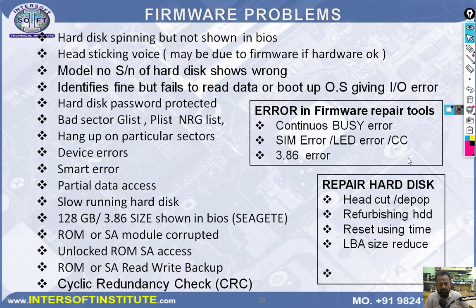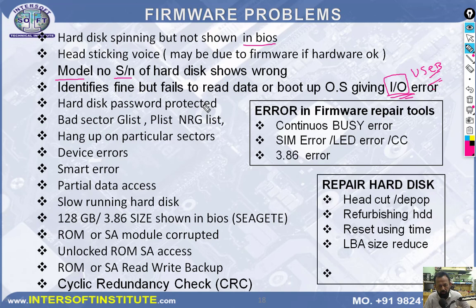What are the firmware related issues? Hard disk spinning but not showing in the BIOS. Head clicking, a tick tick tick sound, may be due to the firmware if the hardware is okay. Model number or serial number of the hard disk shows wrong. Sometimes the model number or serial number is not showing properly due to firmware corruption. Identified fine but fails to read data or boot up, OS giving IO error. This is also now a common problem in USB and Seagate hard disks. New hard disks have these problems, not initialized like that.